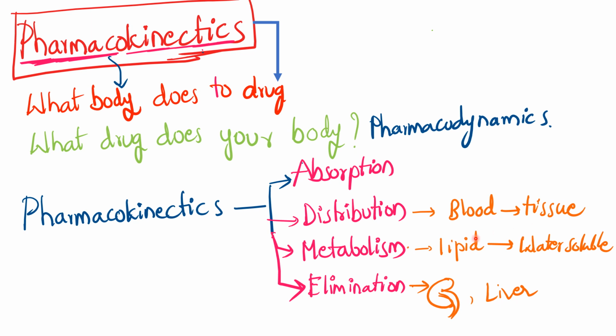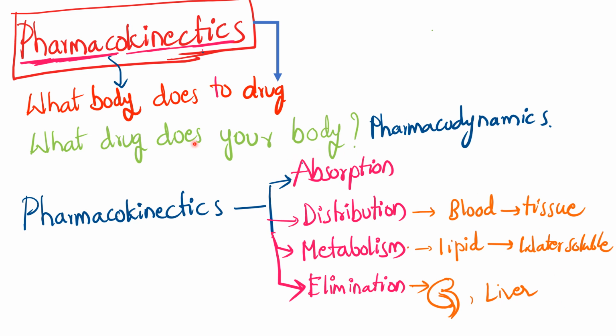So when lipid soluble is converted into water soluble, it can be easily eliminated by the body. Elimination is done by the kidney. Most of the drugs are eliminated through the kidney, and some drugs are eliminated by the liver, through sweat and also the skin through sweating. Skin eliminates drugs, and lungs eliminate drugs by exhalation.